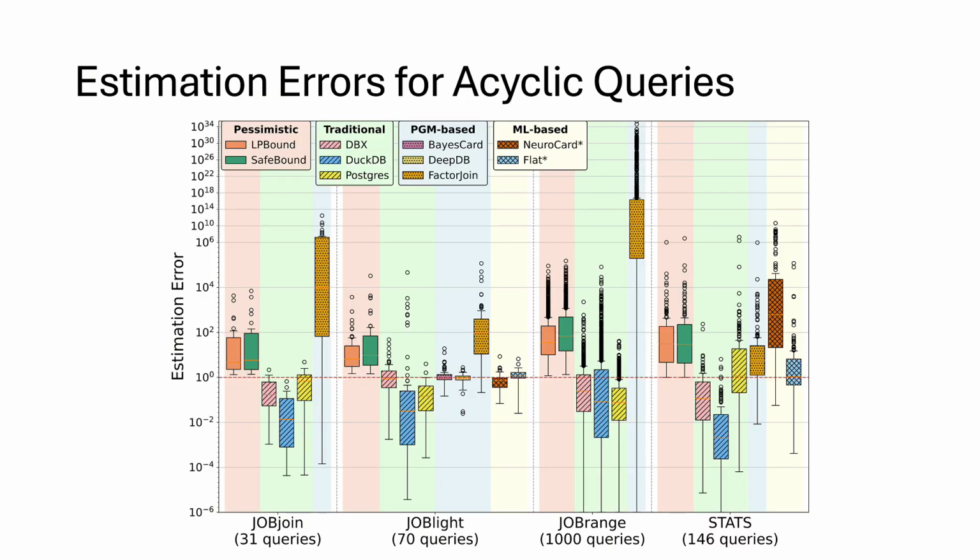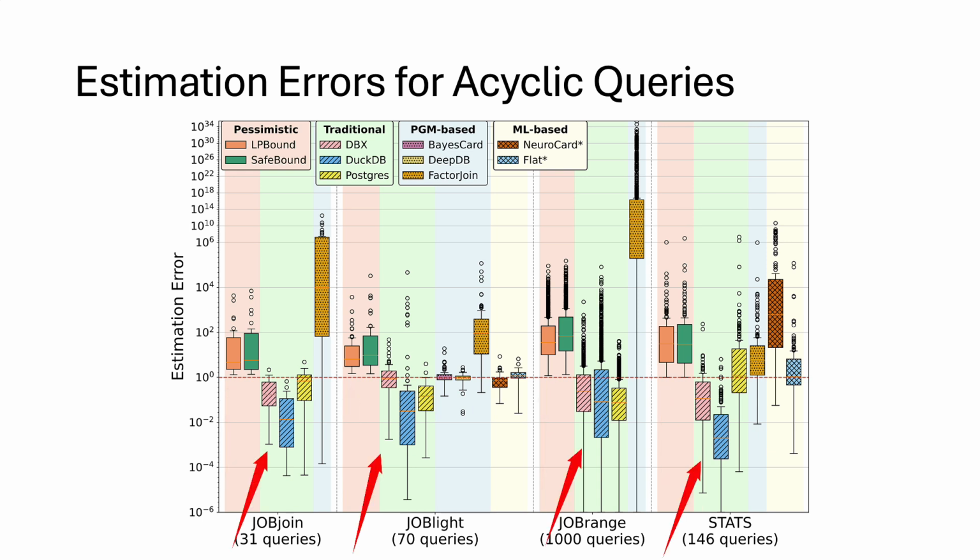Finally, we explain briefly the experiment results. This box plot shows the estimation error of LpBound and the competitors for acyclic queries. The x-axis is the benchmark. The y-axis is the relative error to the true cardinality. Close to 1 means accurate, that is, the red line is the best. We can see that pessimistic approaches, including LpBound, are always above the red line, since they provide upper bounds.